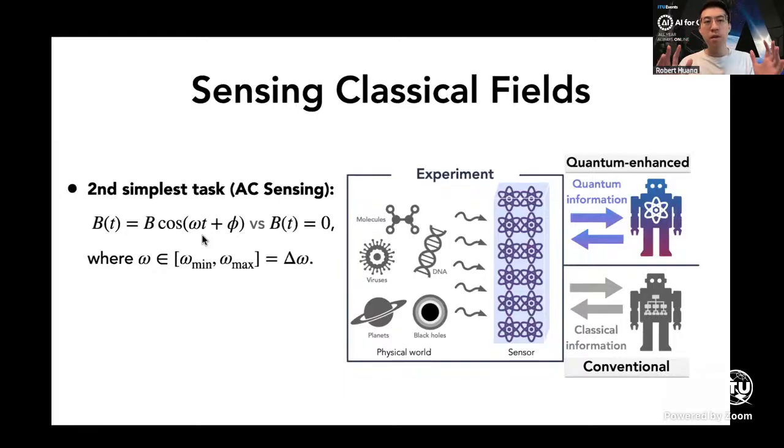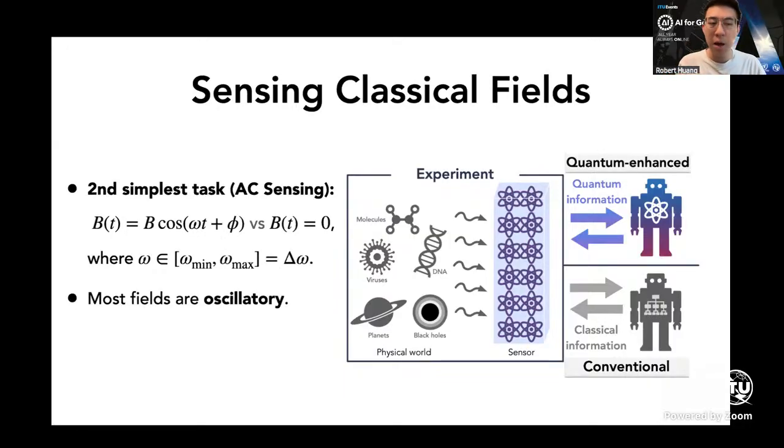We might have some sense of where the range is. So there will be some minimum value to some maximum value. It could be spanning across multiple orders of magnitude. So this delta omega, which is this interval, could be quite wide. For example, if it's spanning from visible light to radio wave, that would be many orders of magnitude that we need to search over in order to detect whether the field is present or not.